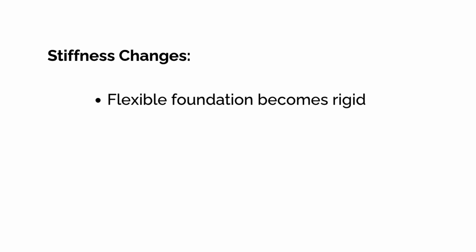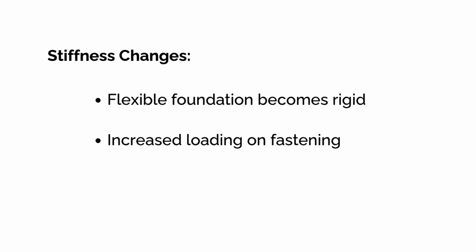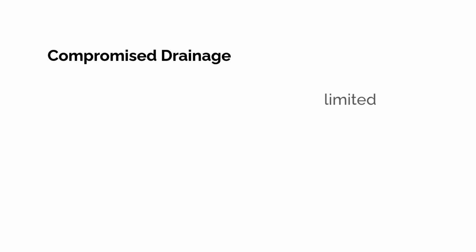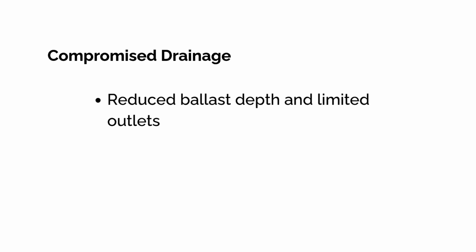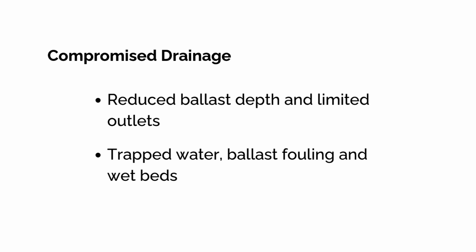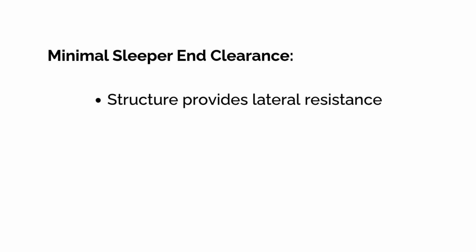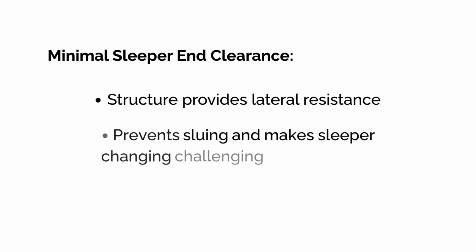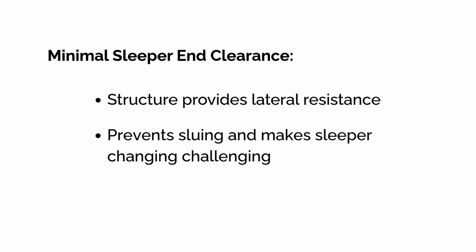When floating track meets fixed structure, you get a conflict. Stiffness changes. Suddenly, a flexible foundation becomes rigid. Loads are transferred to the rails and fastenings, instead of being absorbed and spread through the ballast. Drainage is compromised. Reduced ballast depth and limited outlets for water can often mean trapped water, ballast fouling, and ultimately wet spots. Sleeper end clearance becomes minimal. The structure might provide some lateral resistance, but prevents slewing and makes sleeper changing very difficult.